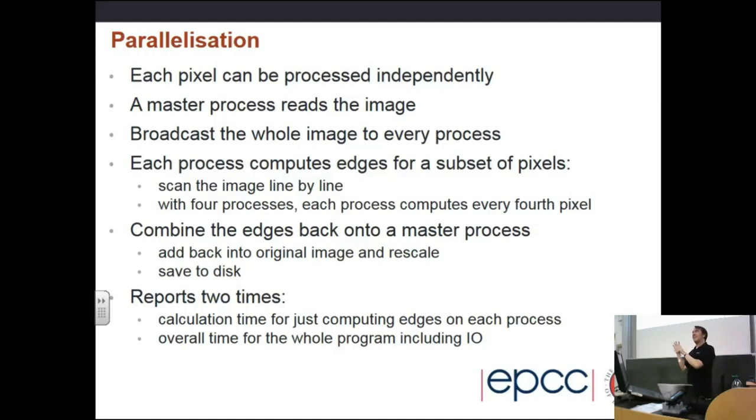However, the time to calculate the edges from the pixels you expect to scale to go twice as fast if you use twice as many processors, because each processor is operating on half the number of pixels, just like we were able to divide up the calculation of the average income of the world.